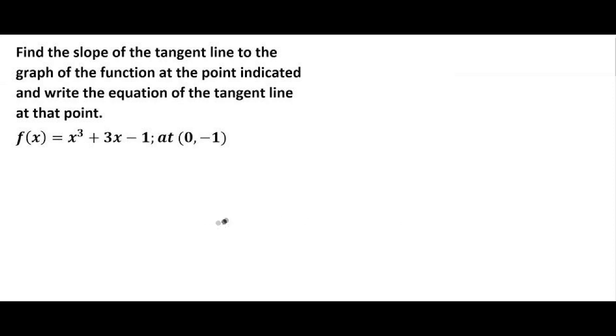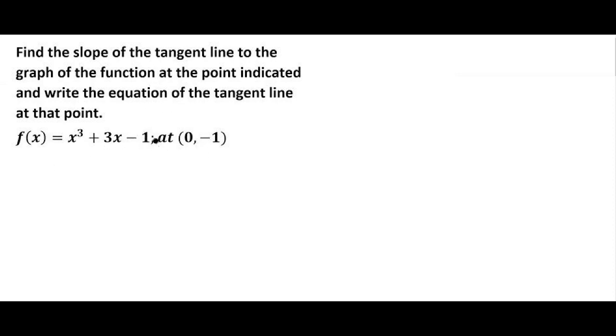So, the question is asking, and the student wanted to know, how to find the slope of the tangent line to the graph of the function at the point indicated and write the equation of the tangent line at that point. You can see we're going to focus on this part right here. That's the equation. We're going to ignore this part just for now. So it's f of x is equal to x cubed plus 3x minus 1. So it's a classic function.